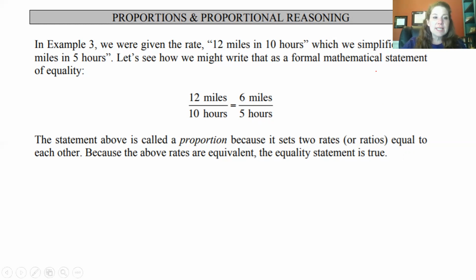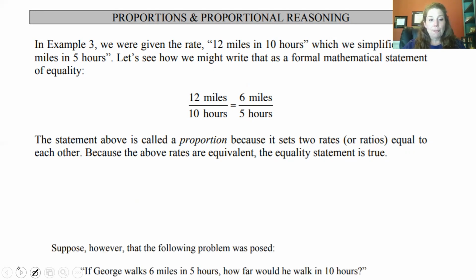So 6 miles in 10 hours is the same as saying 6 miles in 5 hours. They are equivalent. And so that means the rates are proportional because they're equal. All right, so it says in example 3, we were given the rate 12 miles in 10 hours, which we simplified to 6 miles in 5 hours. Let's see how we might write that as a formal mathematical statement of equality. And they wrote it that way. It says the statement above is called a proportion because it sets two rates or ratios equal to each other. Because the above rates are equivalent, the equality statement is true.